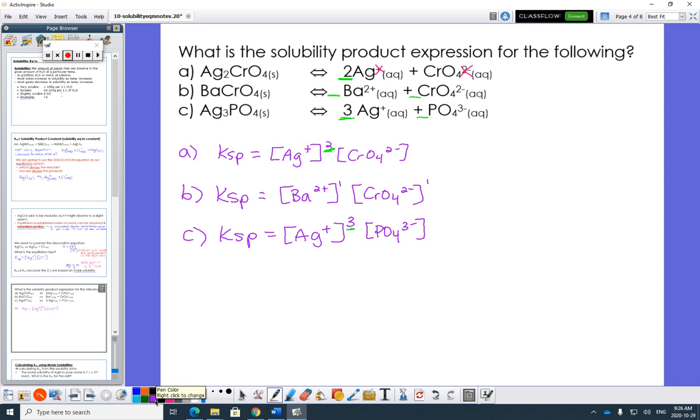So I won't make you write the formula of the solid. I'll give you that. You don't have to worry about crisscross rule and all that kind of stuff. However, you do have to be able to split it apart into its ions, okay? So you have to be able to write a dissociation equation.